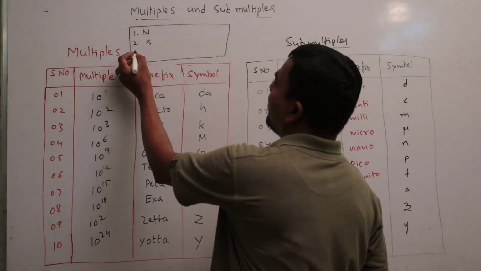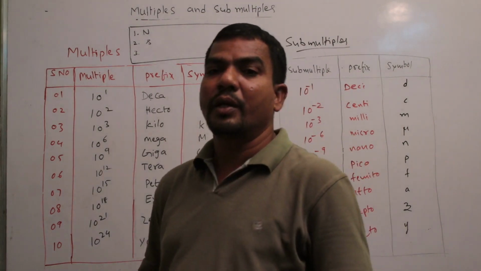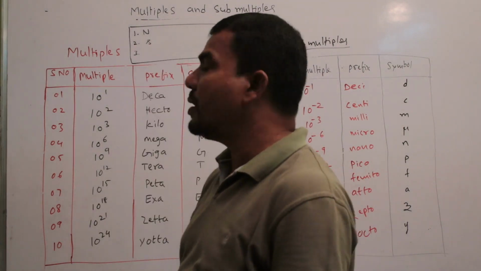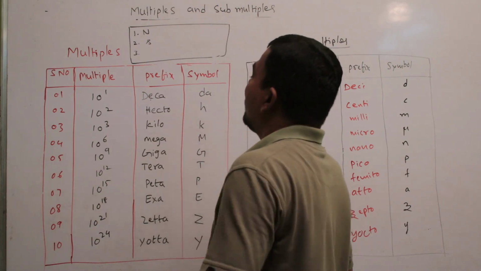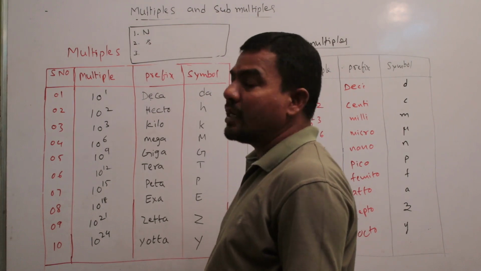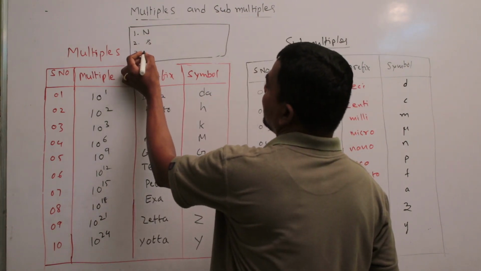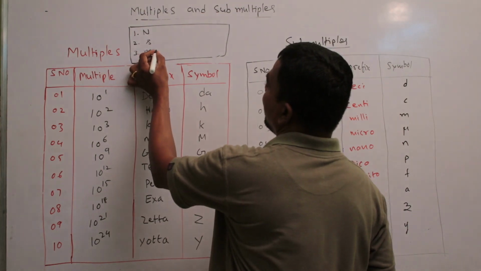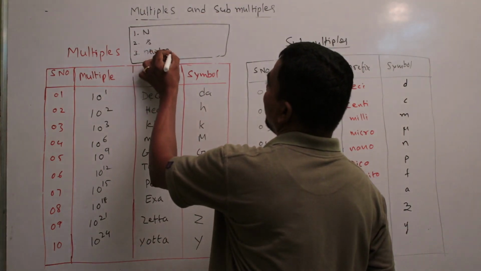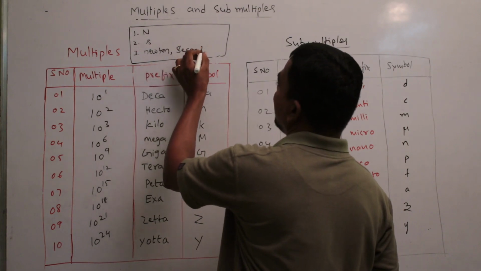Third, suppose you write the full form of the unit. Whether it is the name of a scientist or not, in both cases it is written in small letters, like newton or second.